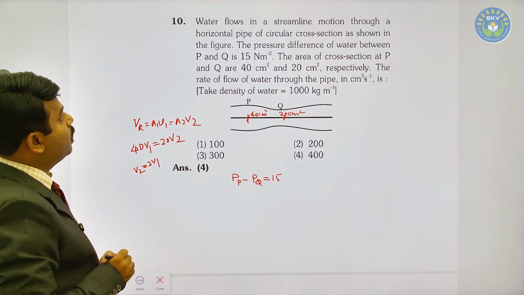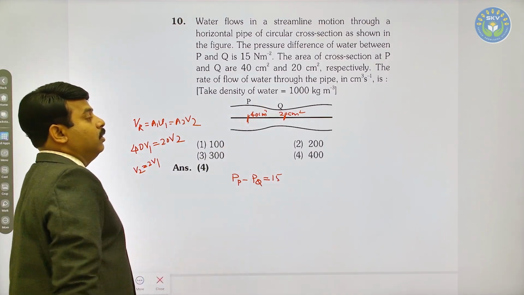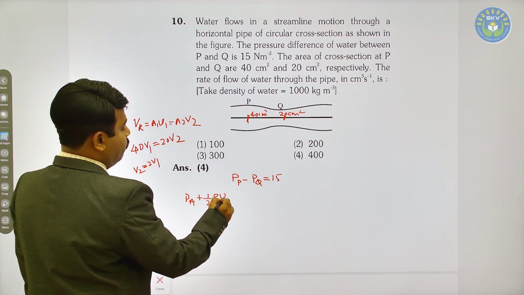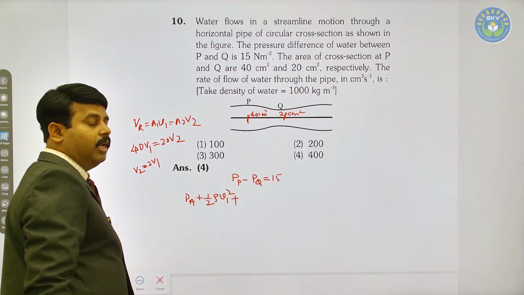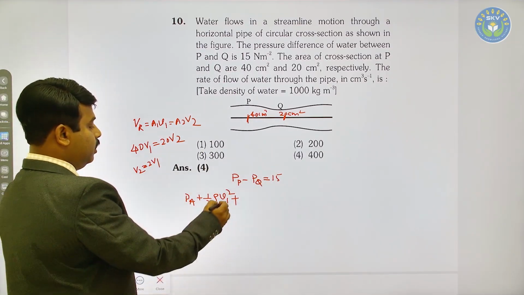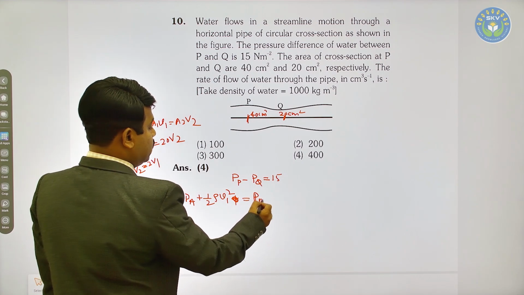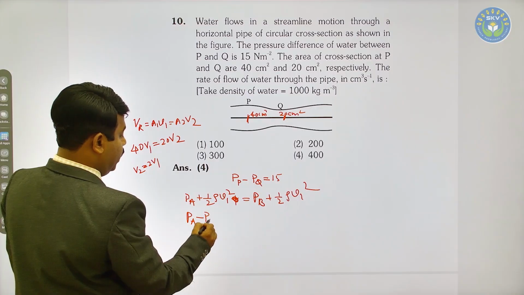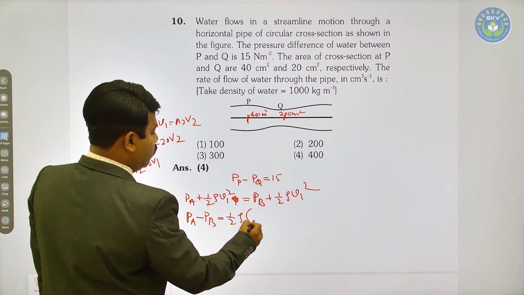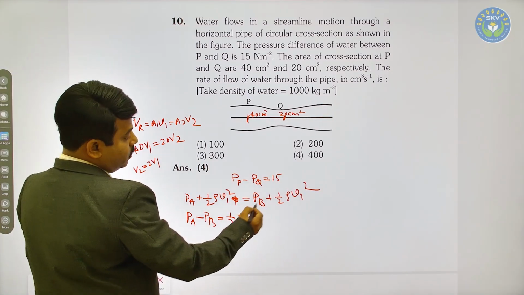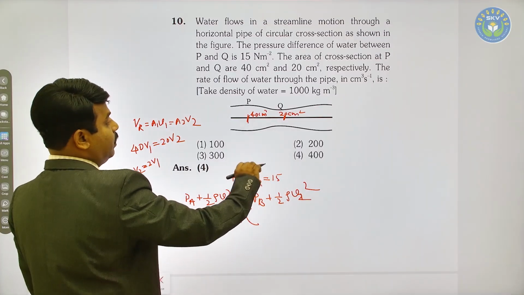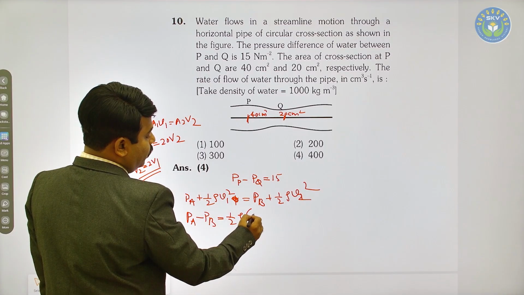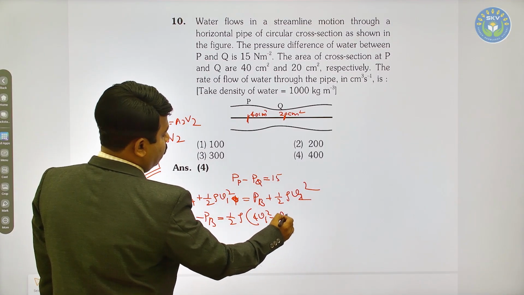Now the equation of Bernoulli's principle. It is a horizontal pipe, so we can write Pa plus half rho V1 square. It is at the same level, so the potential energy term we do not consider. So I am writing equal to Pb plus half rho V2 square. Then Pa minus Pb equals half rho into V2 square minus V1 square, but V2 is 2V1. So I can write 2V1 square, that is 4V1 square minus V1 square.